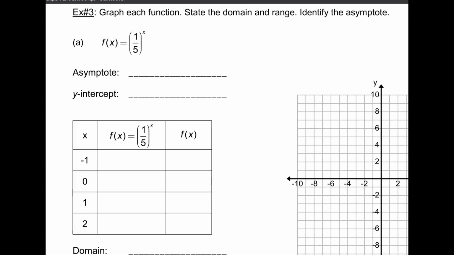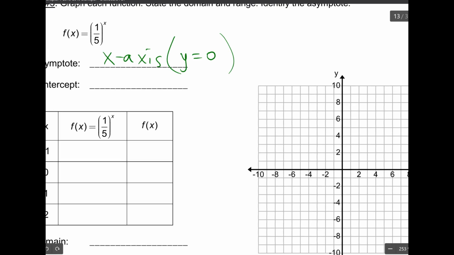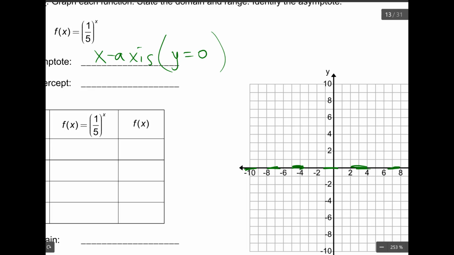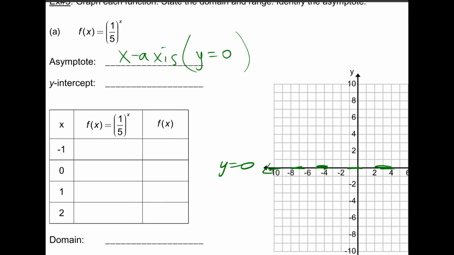Let's do this. Where's my asymptote? The x-axis. So that's where y equals 0. So y equals 0, draw my dotted line, and I'll label it as my asymptote. Then find the y-intercept by plugging in x equals 0. If I have 1/5 to the 0 power, that's just going to equal 1. So (0, 1) is my y-intercept. I put a point at (0, 1).